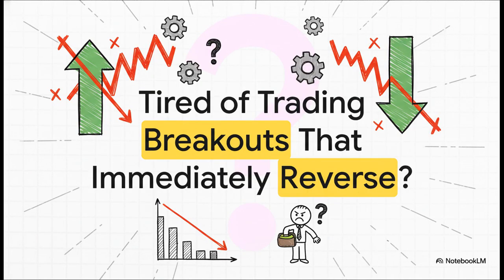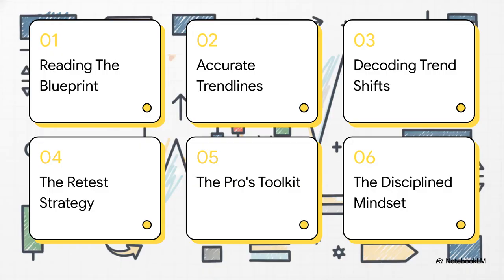I mean, come on, does this look familiar? You see that perfect breakout, you jump in feeling confident, and then, bam, it immediately reverses and stops you out. It's one of the most frustrating traps in trading. Today, we're going to unpack exactly why that happens, and more importantly, how you can be on the winning side of that move. All right, here's our roadmap.